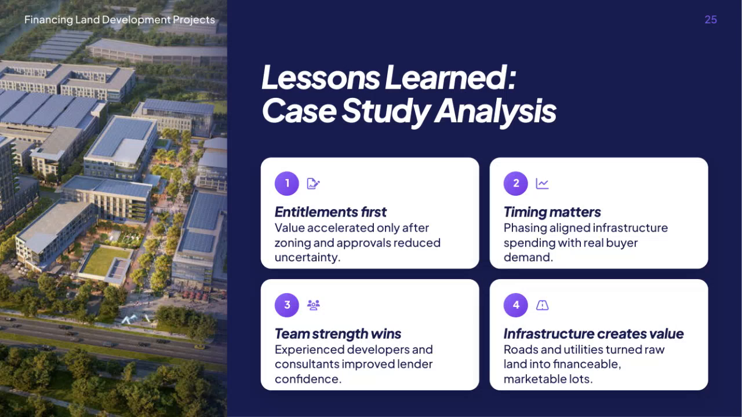Let's go through the key lessons learned from this case study on financing land development projects. First, securing entitlements is crucial. Value really begins to accelerate only after zoning and approvals are in place, because they significantly reduce uncertainty for all stakeholders. Next, timing matters a lot. Phasing the project to align infrastructure spending with actual buyer demand helps manage cash flow and reduce financial risk.